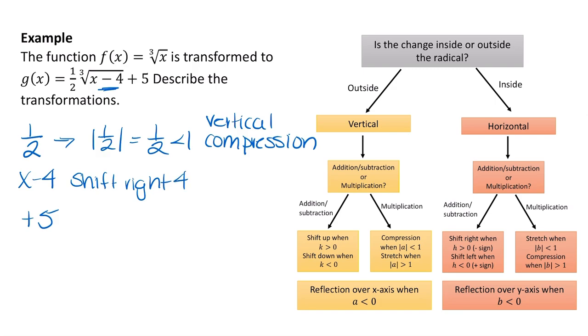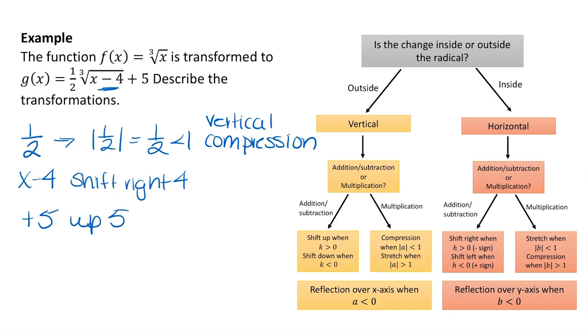And then I finally have that plus 5. That plus 5 is on the outside. Okay, outside is a vertical change. It's being added or subtracted. So that means it's a shift up, right? Because plus 5 is greater than 0. So k is greater than 0. So that's going to go up 5 units.